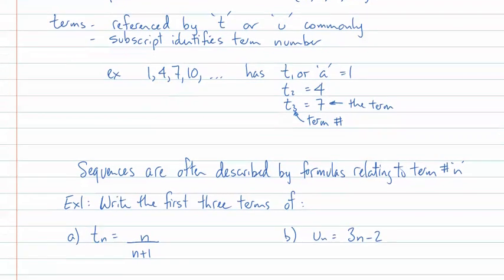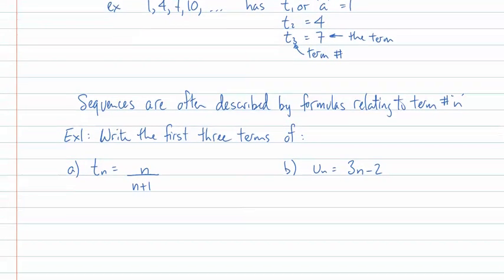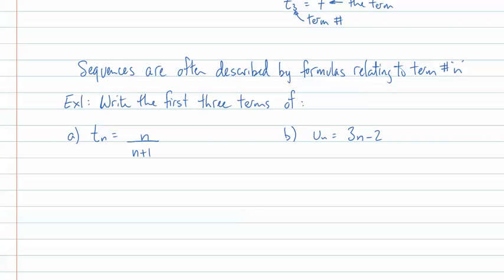By the way, if I'm going too quickly at any point in this presentation, just push the pause button and replay anything you need to. Alright, next, sequences are often described by formulas that relate to the term number. Here are a couple of examples. In this case, for t sub n and for u sub n, I'd like you to write the first three terms. Push pause, give it a try, and then check your work against mine.